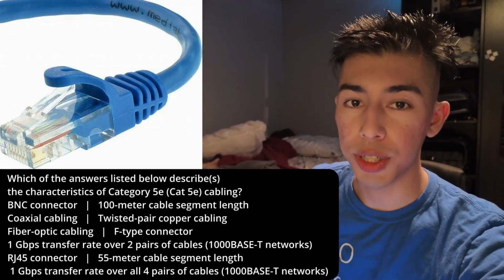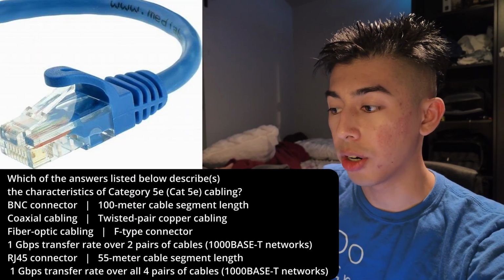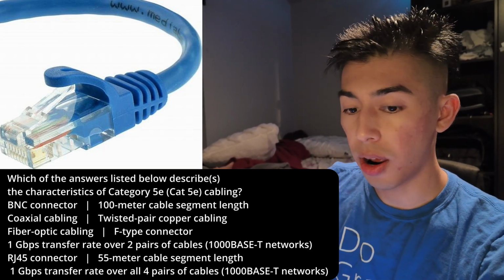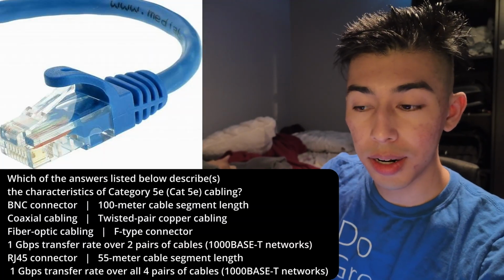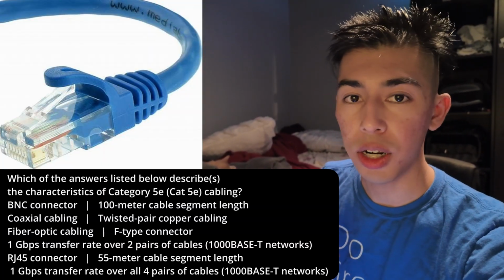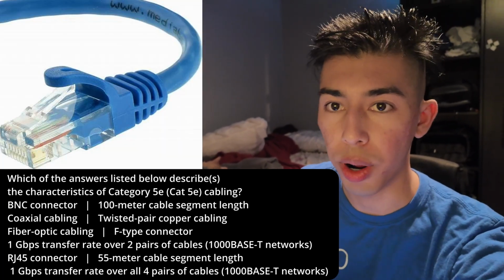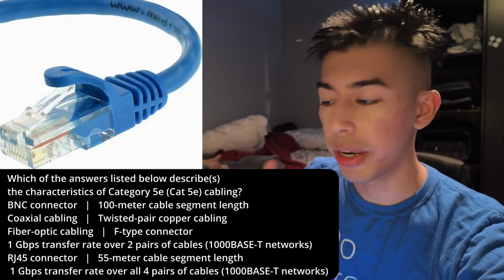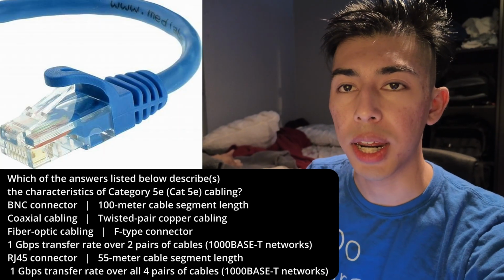So what are some characteristics of it? Well, it is not a fiber connector. We know this because fiber is a different type of connector. It doesn't look like this. It is an insulated tube, a wire basically, but inside of it, it has glass and/or plastic, and it uses light pulses to send data through it. It's incredibly fast because it's light. But again, this is not fiber optic. So let's rule out fiber optic cabling. I want to take that out.